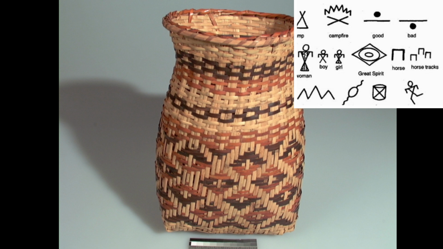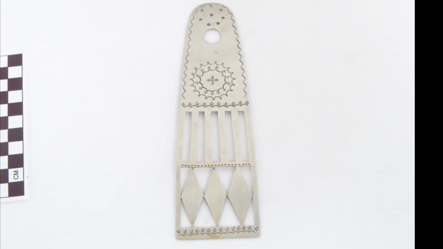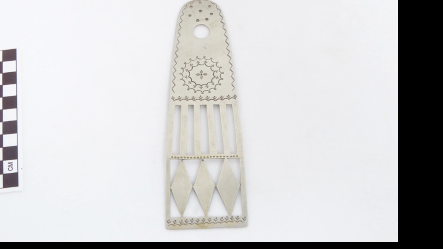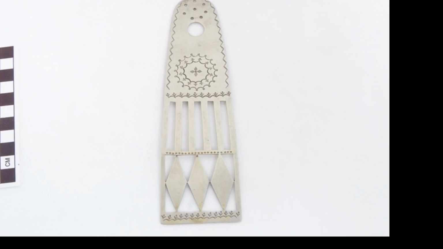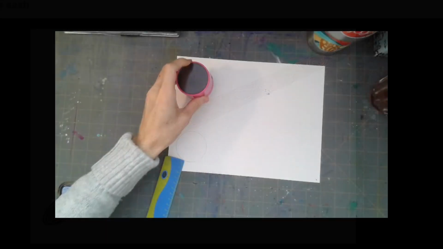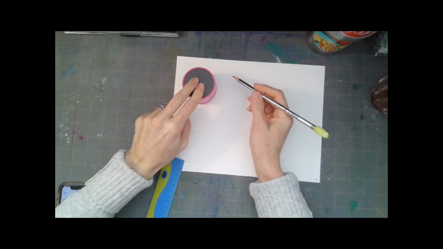And if I look at my symbol dictionary page, I know that a diamond with a smaller shape in the middle of it symbolizes the Great Spirit or wisdom. In this pendant, you can see that cutouts and stamps were used to combine a bunch of different symbols. Here we have a belt or a sash that also combines different symbols. So you're ready to make your pendant.